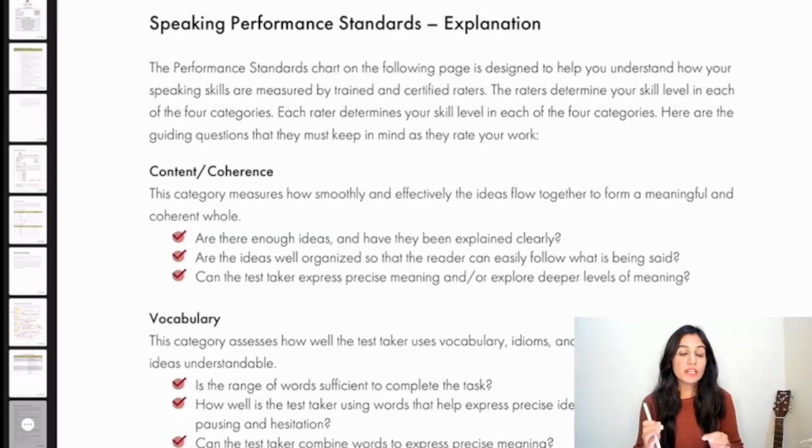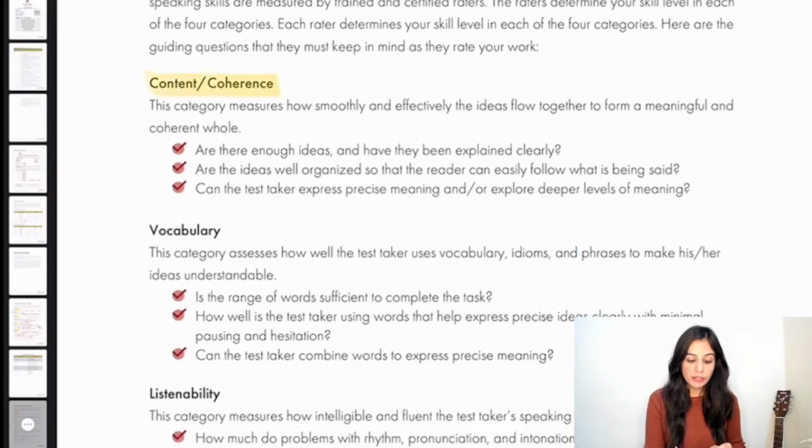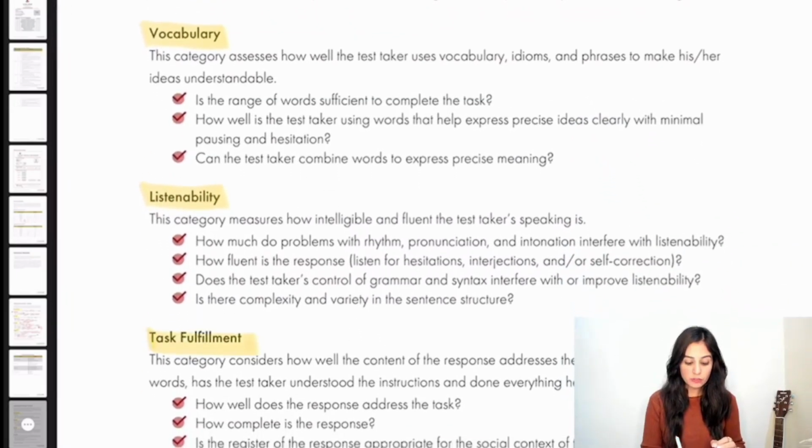If you've watched the video that I've tagged here, you will know that there are at least 3 speaking raters that will be evaluating your speaking test. And this is done to authenticate the validity and reliability of the test. Now, what do they evaluate you on? The 4 factors are content coherence, vocabulary, listenability, and task fulfillment.